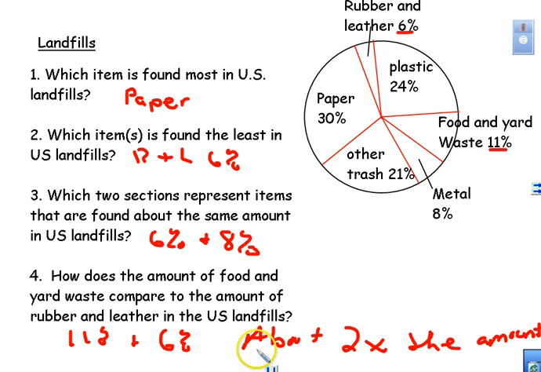Okay, so about 2 times the amount is the answer to this, that food and yard waste is about double or twice the amount, 2 times the amount of the rubber and leather. Okay, that's what they're asking for in question number 4.